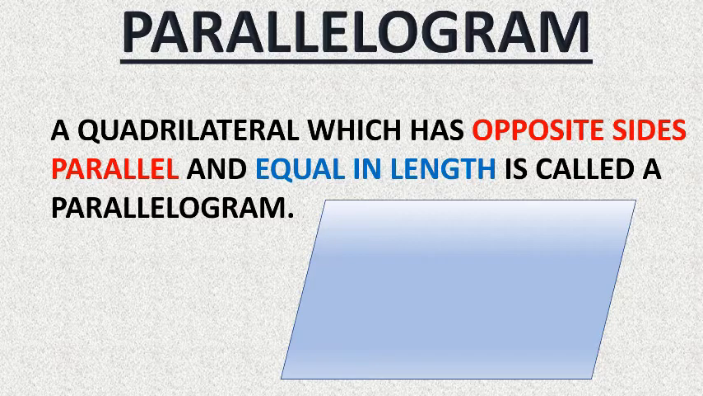But the difference is that it doesn't have any angle equal to 90 degree, because it is also quite tilted. Means you can compare a rhombus with a square and a parallelogram with a rectangle, but the difference is that in rectangle and square all the angles are equal to 90 degree, and in rhombus and parallelogram the angles are not equal to 90 degree.